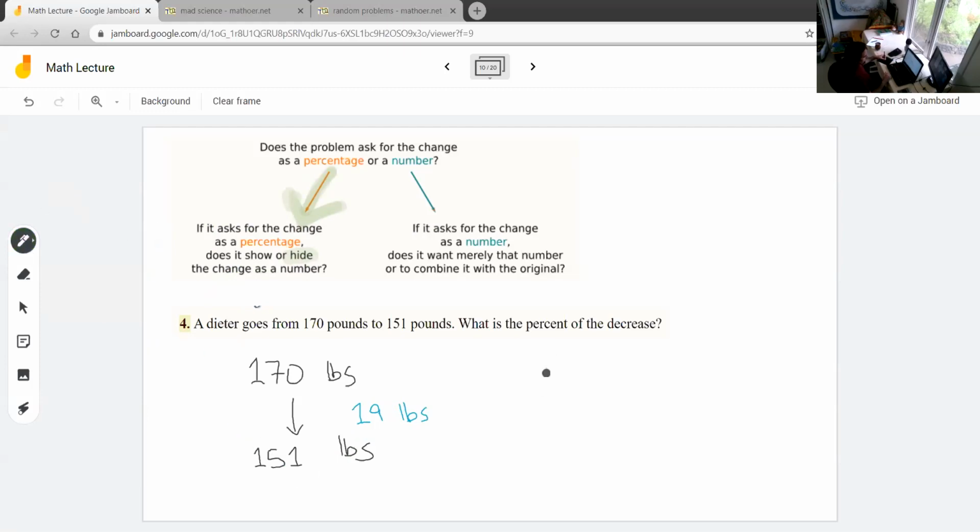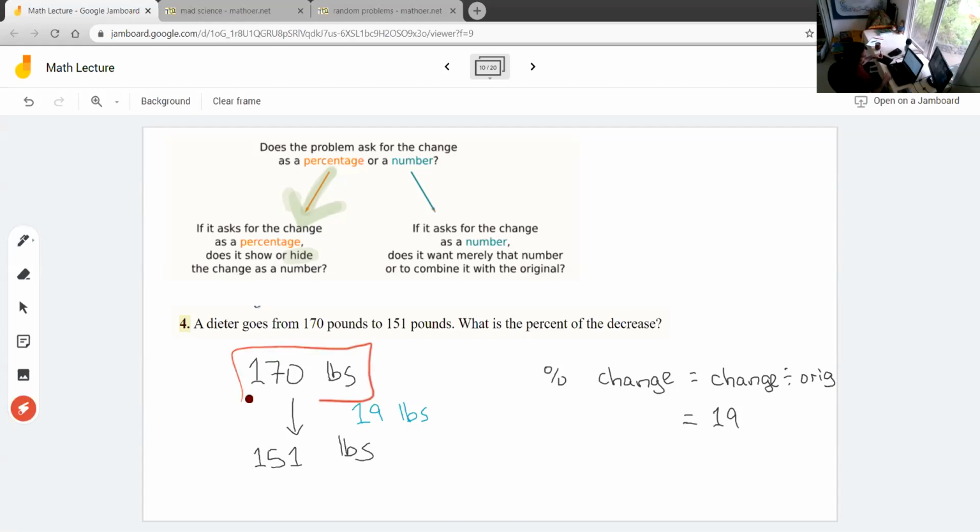Once we know that, then we can say, okay, percent change is change divided by original. So the change is 19. The original, I like my little diagrams with the arrow because it helps me not make mistakes. The 170 is the original amount. It went from there to something else. So that's why I draw this little kind of arrowy picture. So the original is the 170.